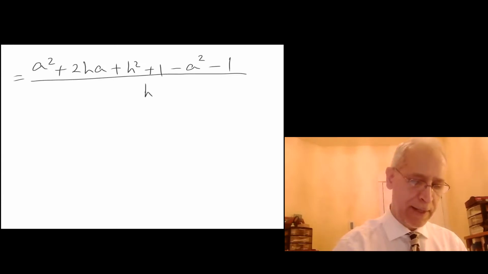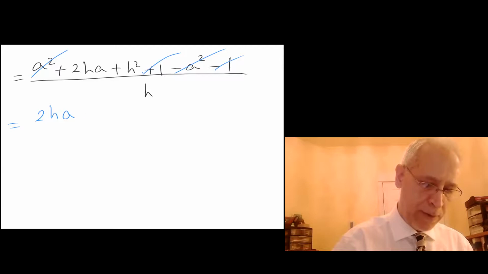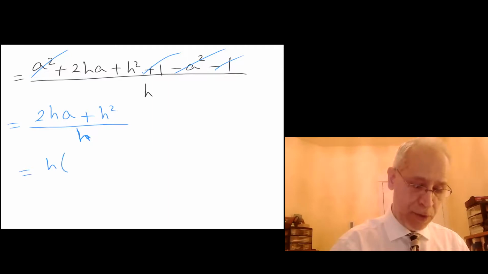I can cancel a to the second with negative a to the second, the 1 and negative 1, and I'm left with 2ha plus h to the second all over h. Notice that I can go ahead and factor an h out from the numerator. So now I have h times 2a plus h all over h.